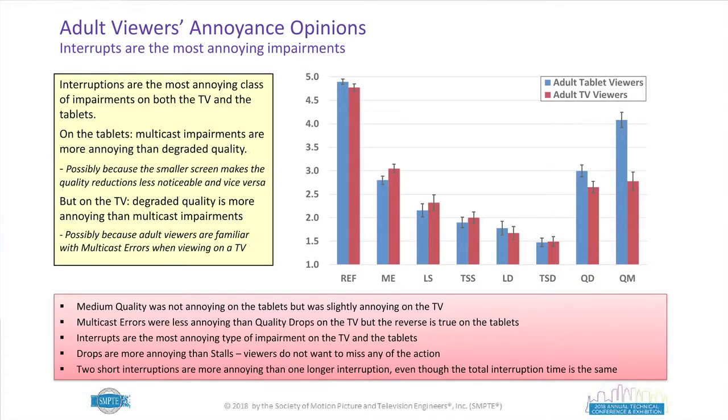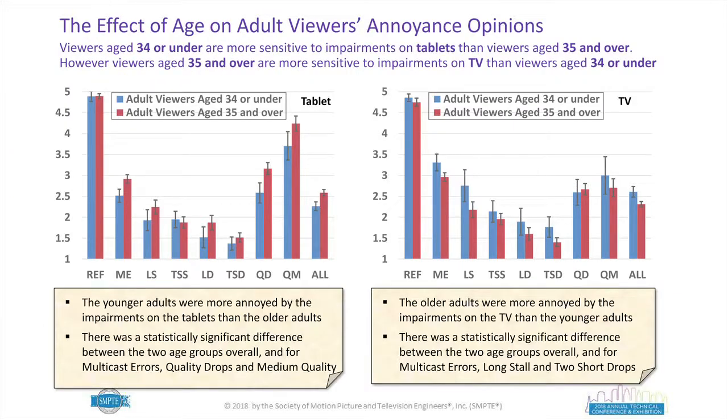So what can we conclude? We know that medium quality was not annoying on the tablet, but was slightly annoying on the TV. Multicast errors were less annoying than quality drops on the TV, but the reverse is true on the tablet. Interrupts are the most annoying, regardless of whether it's on the TV or on the tablet. Dropouts are more annoying than stalls, simply because people do not want to miss the action. And two short interrupts are more annoying than a single long one, even though the duration is the same, and that's an interesting finding on its own.